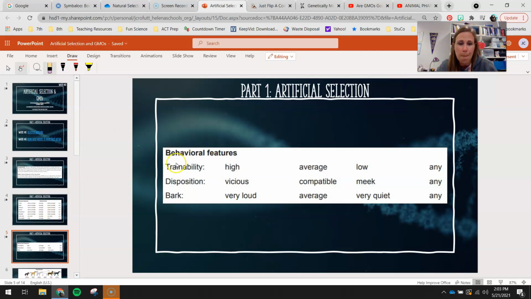So trainability, that's how easy it is to train that dog. High trainability means that's super easy to train. You can train that dog very well. Low trainability is really hard to train, or if you don't think that matters, circle any.